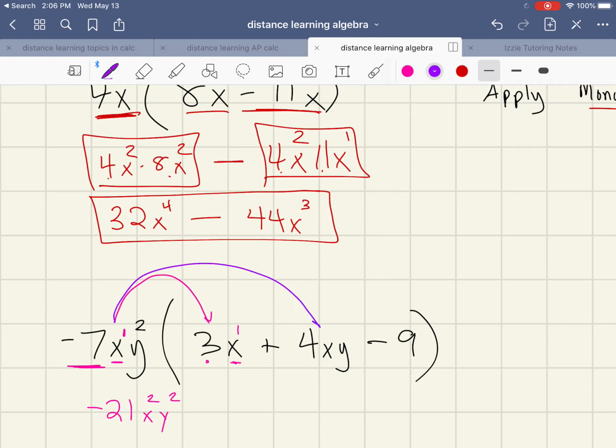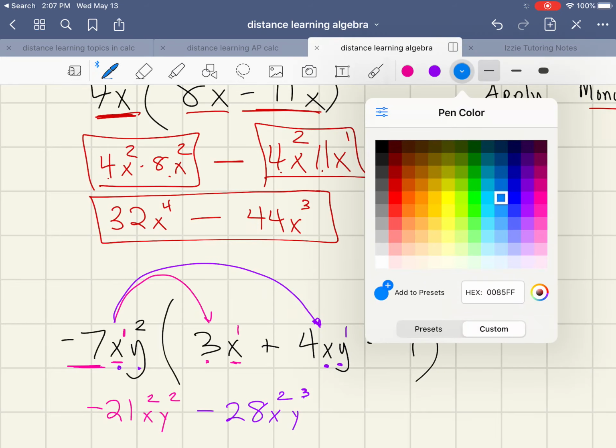Next piece, I'm distributing to the second component. I have -7 times +4, which is -28. I have an x to the first times x to the first, which again is x to the second. I have a y squared times a y, which is a y to the first, making it a y to the third.